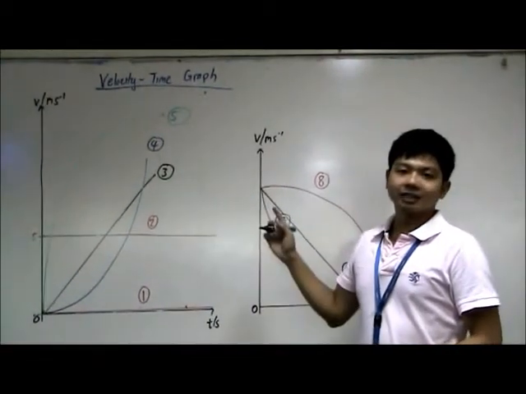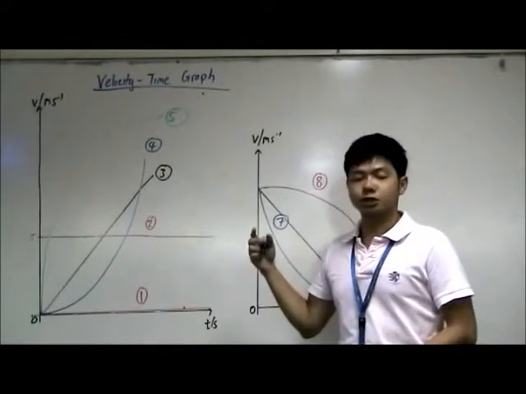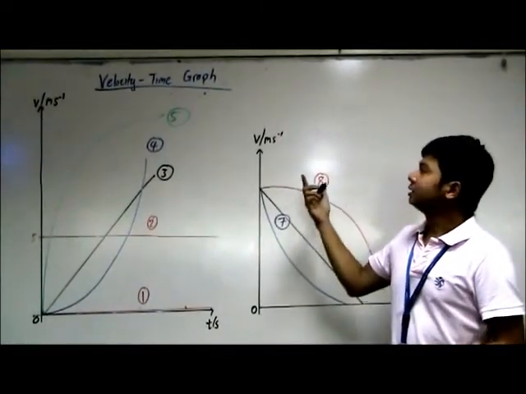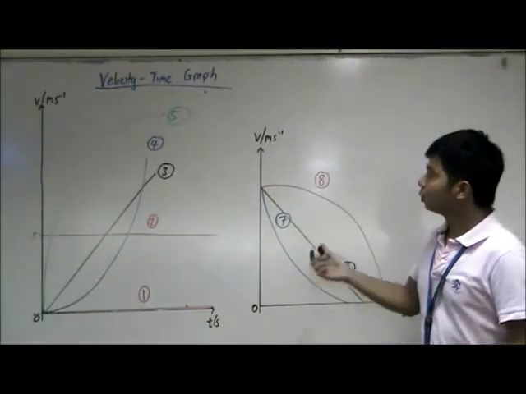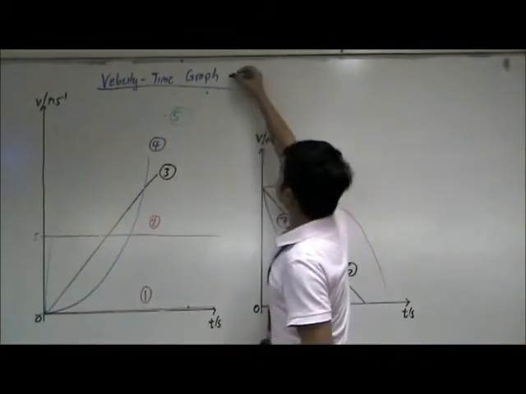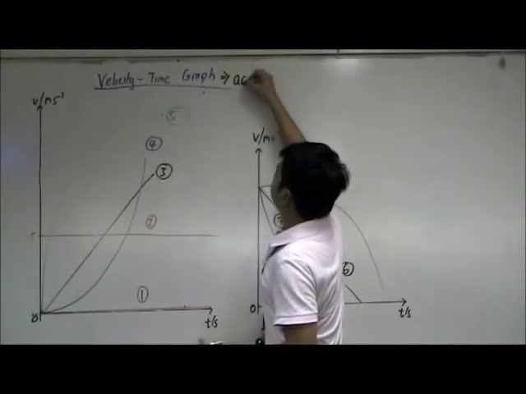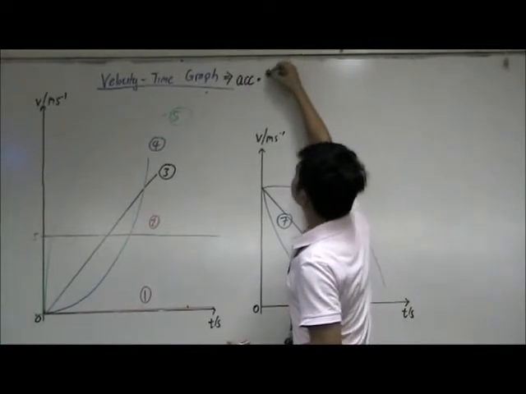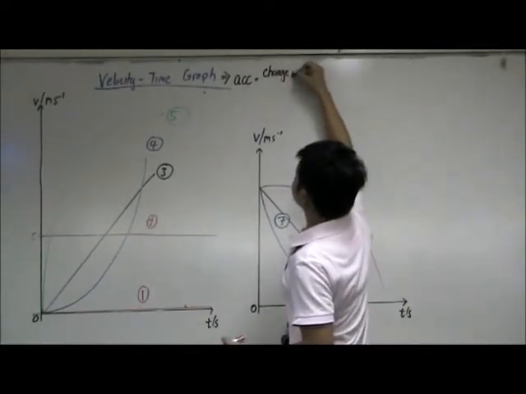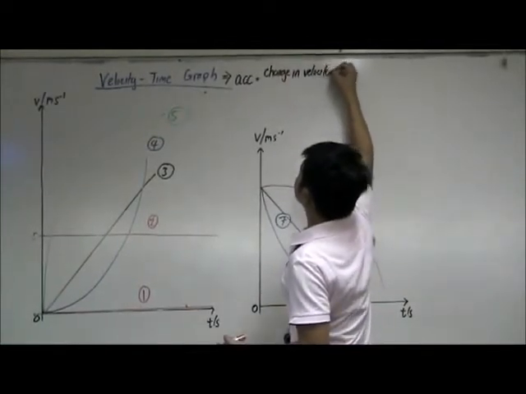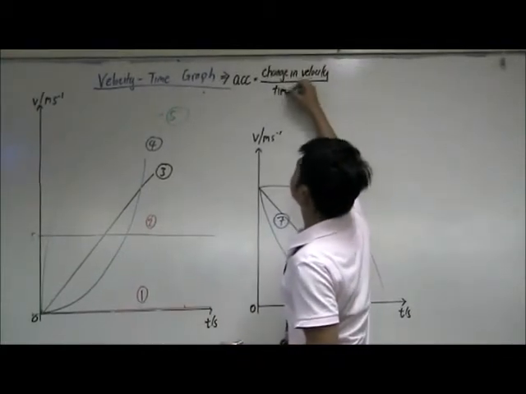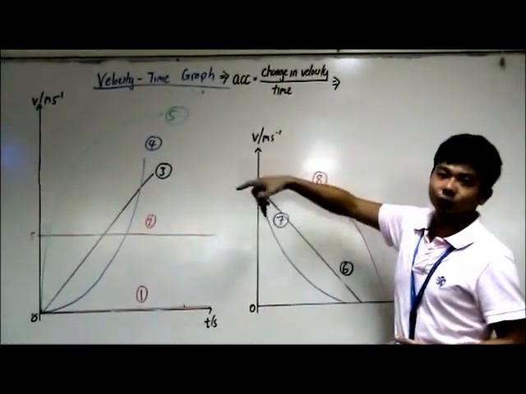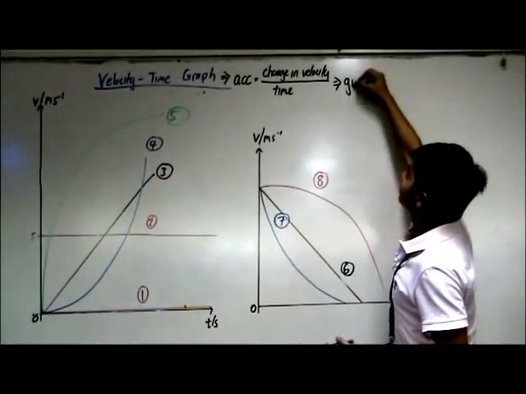Today we are going to discuss velocity time graph, and I'm going to teach you how to describe the motion in a velocity time graph. Okay, so when we describe the motion, we talk about the acceleration. And acceleration is actually represented by the change in velocity divided by time. This is actually represented by the gradient of the velocity time graph.